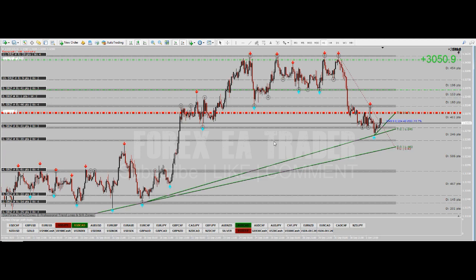The indicator plots horizontal support and resistance, and it plots trend lines. So for now, that's all you need.